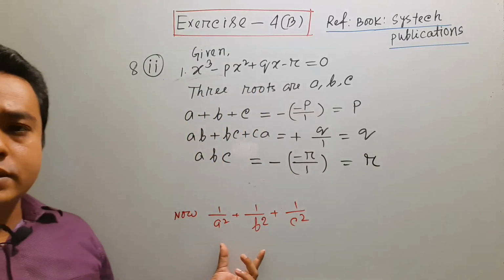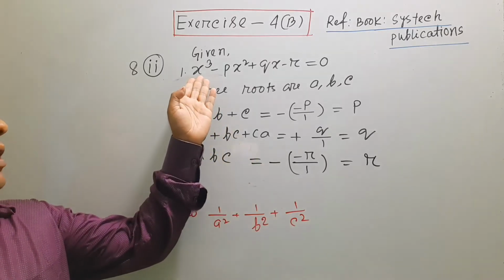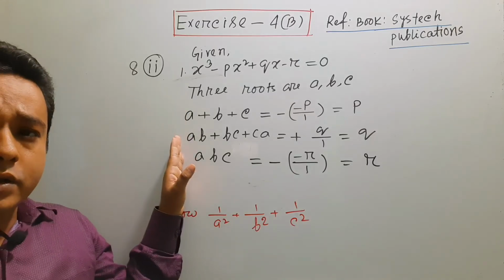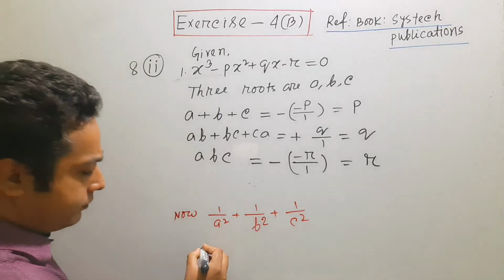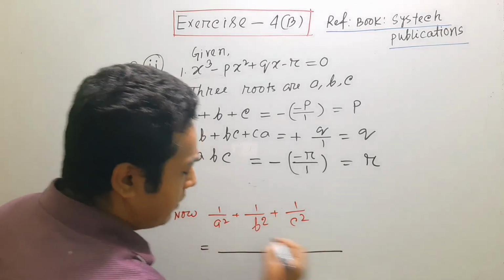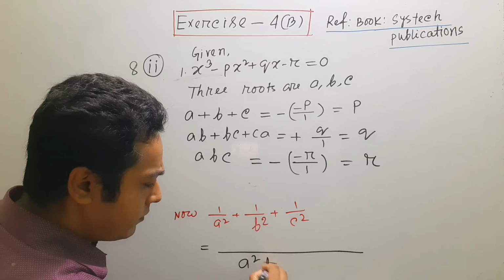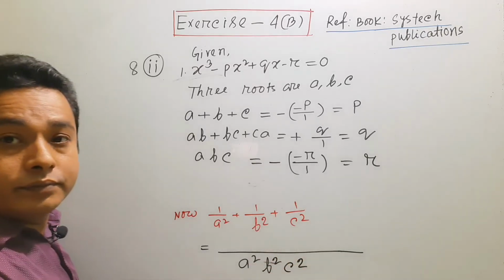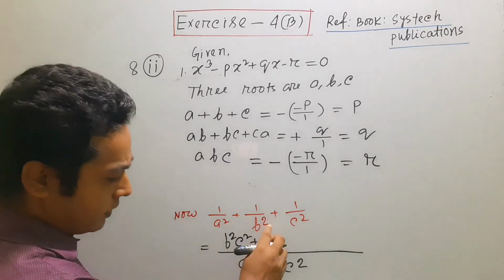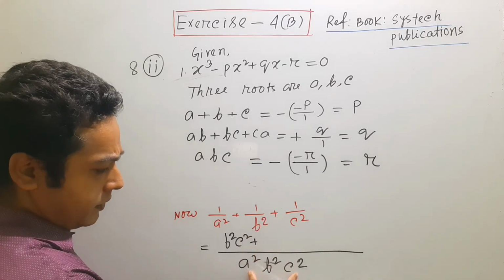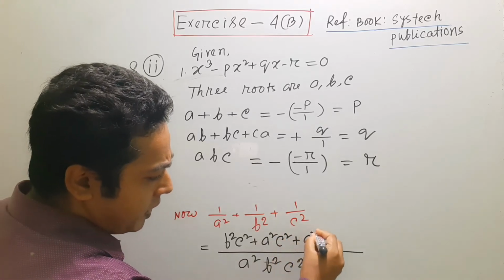We have to find the value of this expression, 1 by a square plus 1 by b square plus 1 by c square. The given cubic equation is this, and this is the relation between roots and equation. Now we want to find the value of this. Here the LCM of the denominators is a square into b square into c square. Then the numerator will be b square c square plus a square c square plus a square b square.